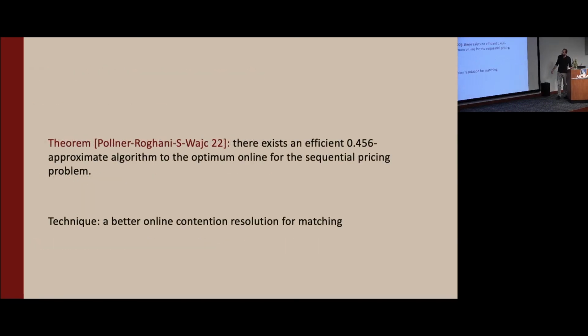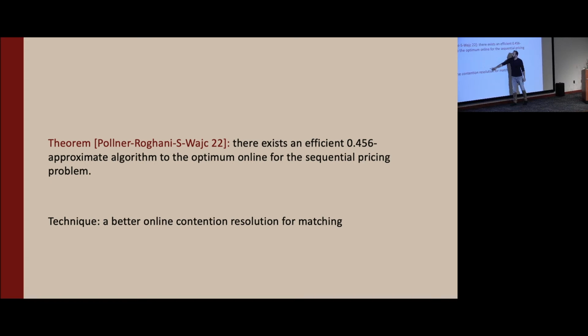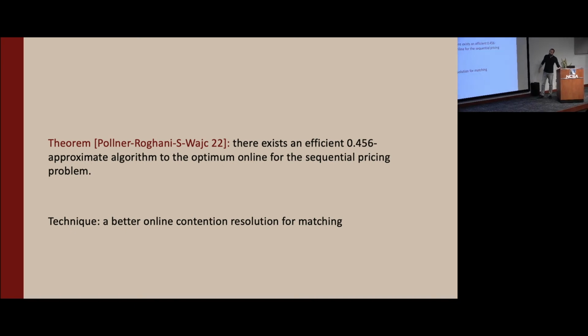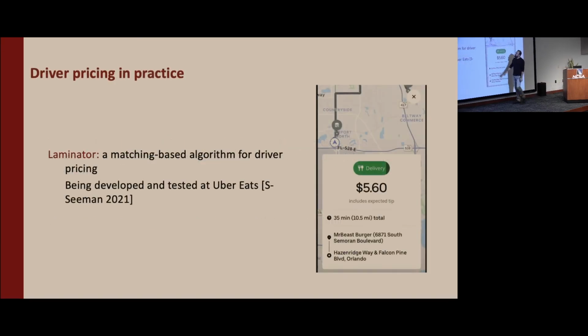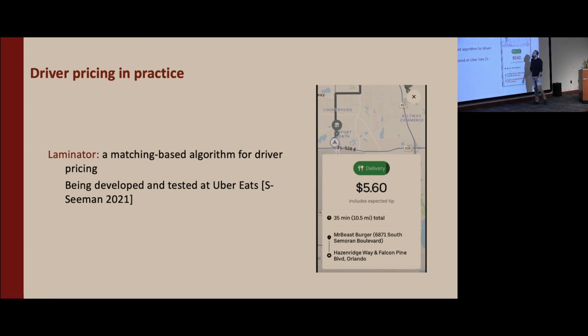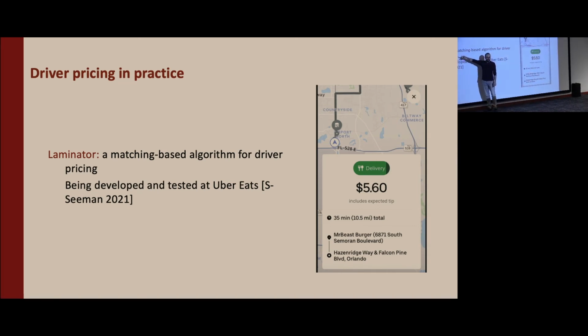This is a theorem with Tristan, Mohammed, and David Weitz: we showed there exists an efficient 0.456 approximation algorithm for the optimum offline for this sequential pricing problem. The main technical idea is to improve the existing online contention resolution for matching in the vertex-weighted, edge-weighted edge arrival model. That was inspired by another project that I was involved in for driver pricing. This is at Uber Eats. That's why now the project is called Laminator instead of Laminor.